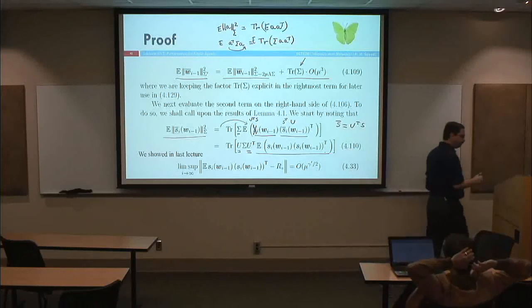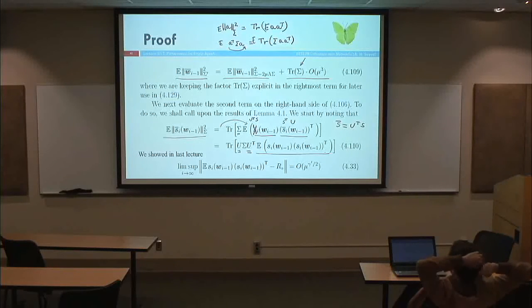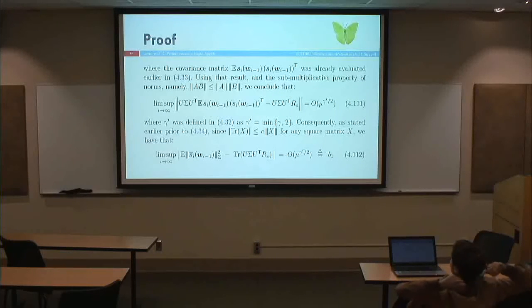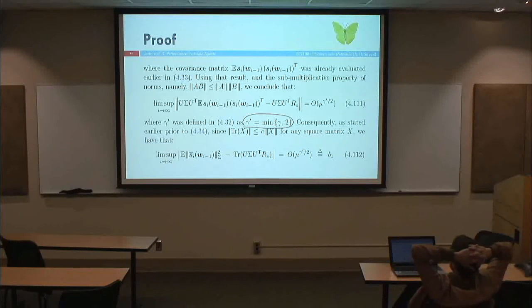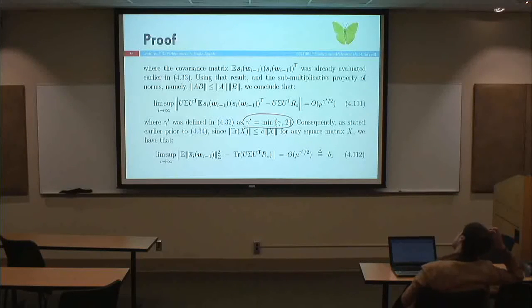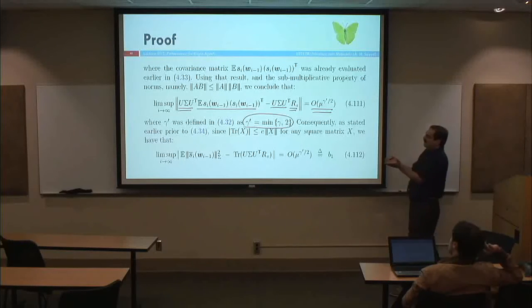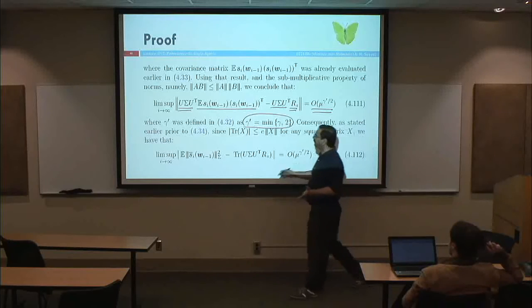That's essentially why we did this calculation. So let's continue. This is the gamma prime, the minimum between gamma and 2. And remember, this gamma is between 0 and 4. So this is what we showed last time. We showed last time that this quantity is close to RS by that much. And of course, if I scale it by U sigma transpose, U sigma, U transpose, these are quantities that are independent of mu, okay?